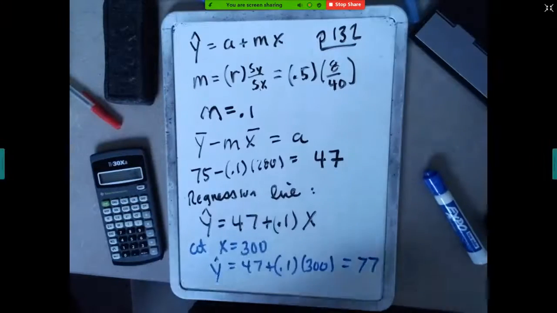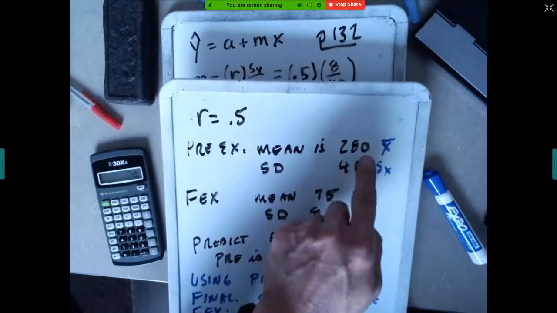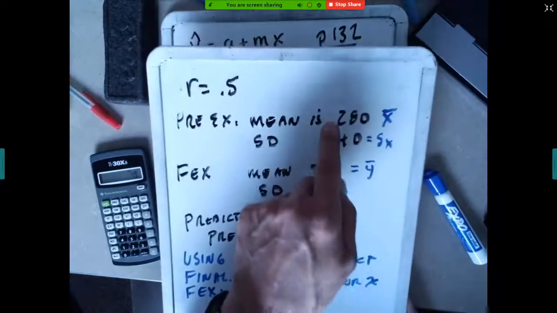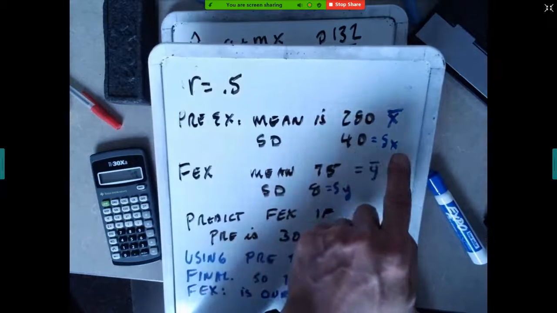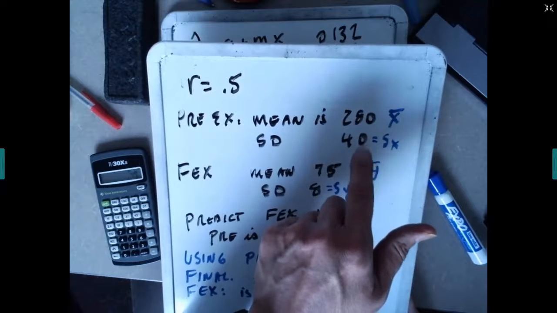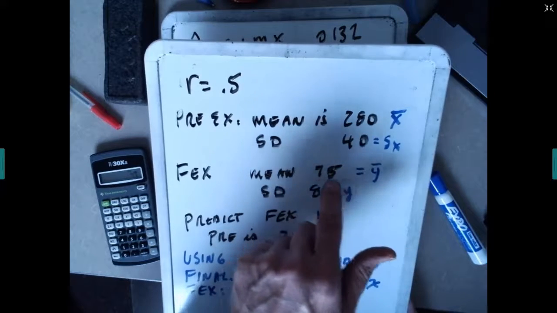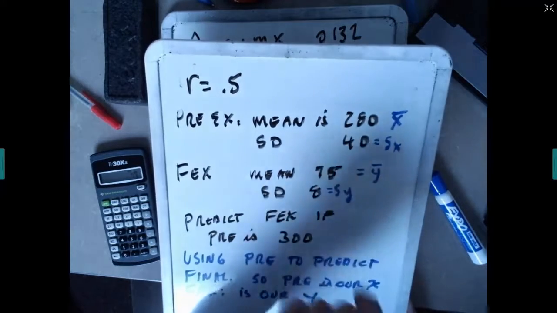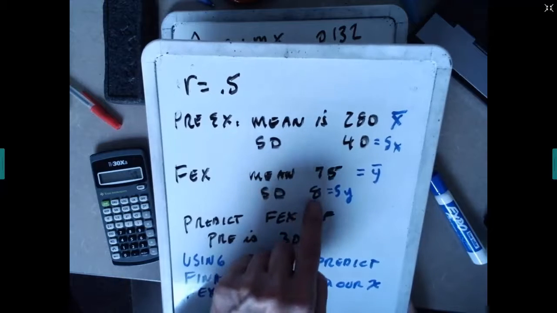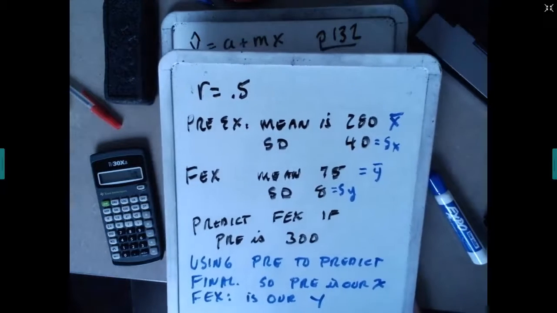So to recap, the steps are: identify what x bar is, that's the mean of the explanatory variable. Identify what s of x is, that's the standard deviation of the explanatory variable. Identify y bar, the mean of the response variable. Identify s of y, which is the standard deviation of the response variable.